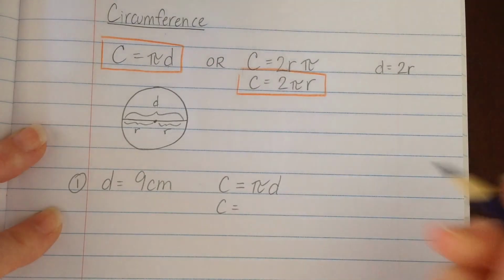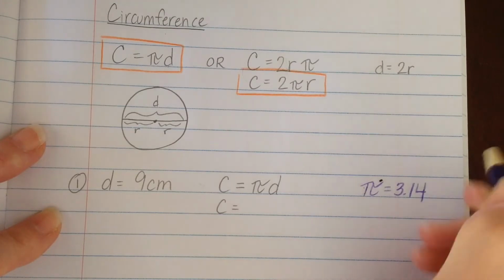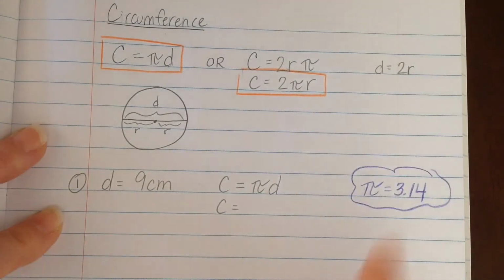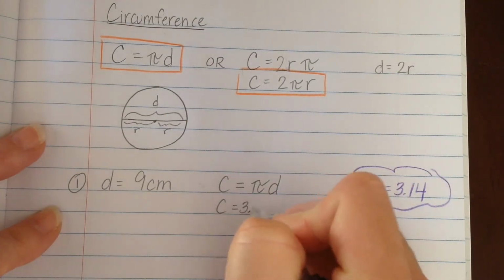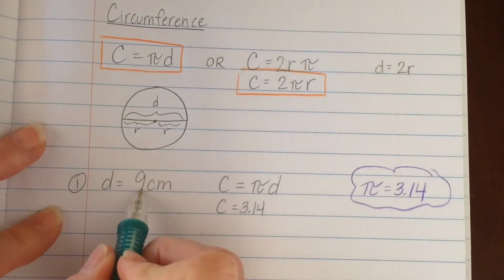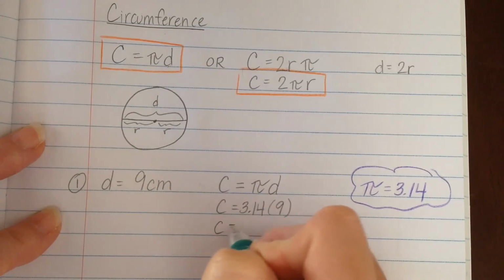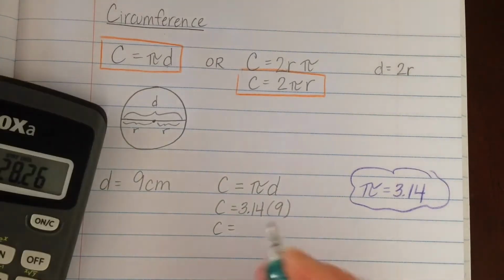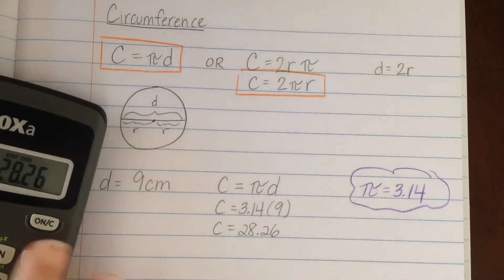All right, again, you need to remember that the value of pi, let's put this over here. Remember, pi is equal to 3.14. And usually the sheet that you are working on will tell you what value to use for pi. I always recommend using 3.14. So we do 3.14 times the diameter. The diameter is 9. So we simply just multiply those two things together. And we get an answer of 28 and 26 hundredths.